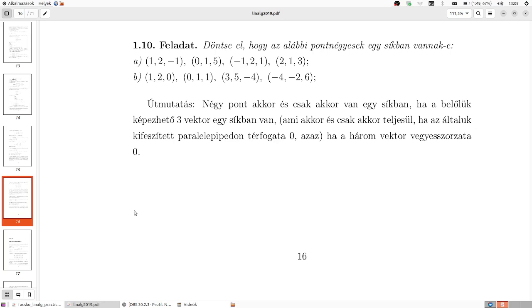Plus 10, minus 10, 0. So the volume of the parallelepiped, or the result of the determinant, is 0. So these points are in one plane. Okay?